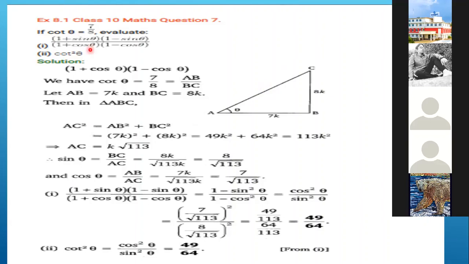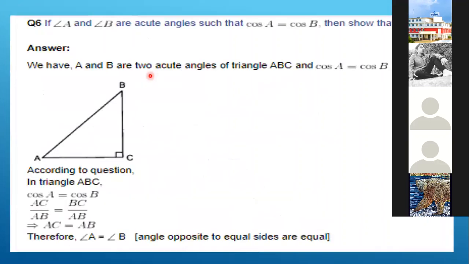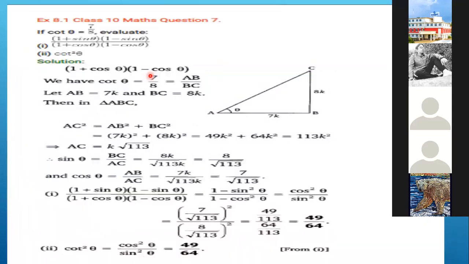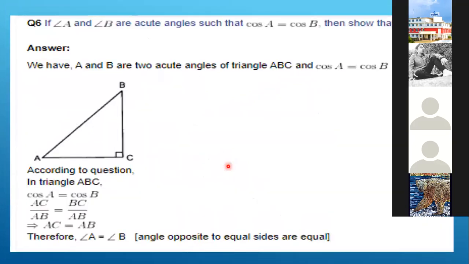Here we need sin theta and cos theta. So find out sin theta and cos theta. Sin theta is opposite by hypotenuse, 8 by root 113. Cos theta, 7 by root 113. Now these two values apply in 1 minus sin square theta divided by 1 minus cos square theta. So 1 minus 8 by root 113 whole square. It is 1 minus 64 by 113.